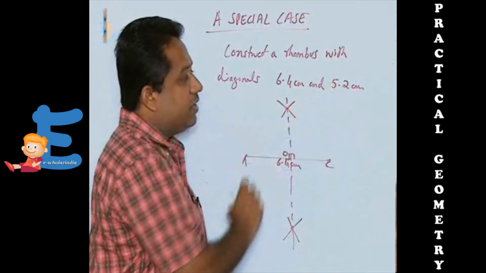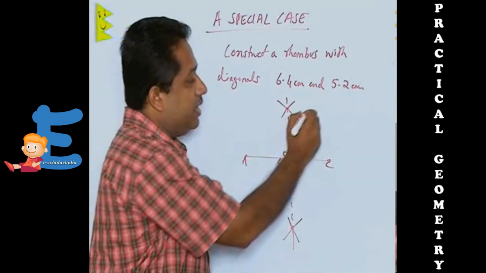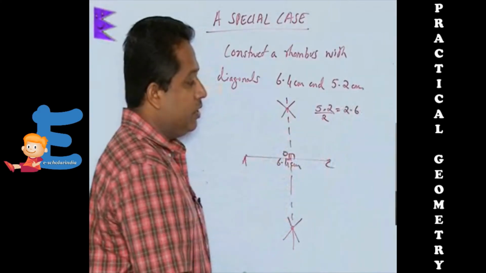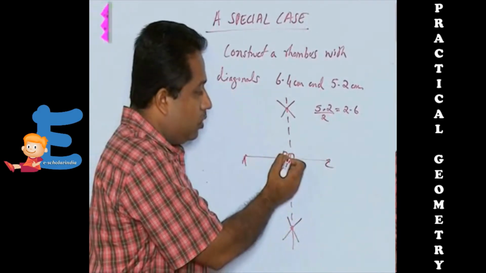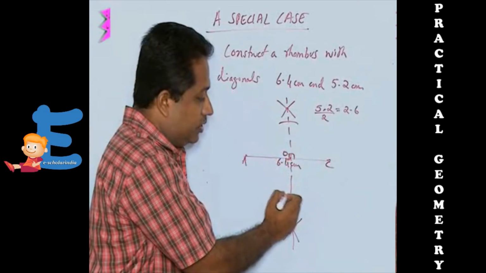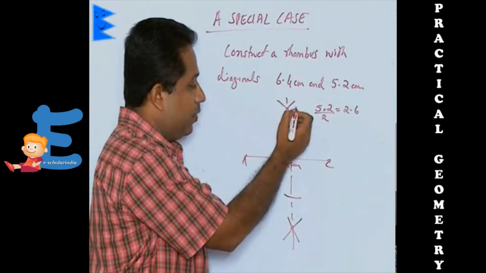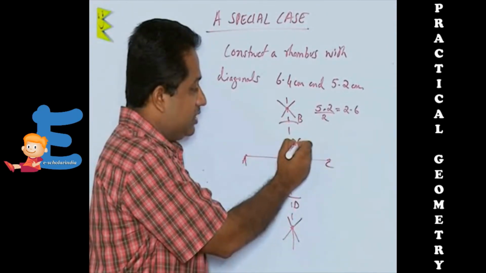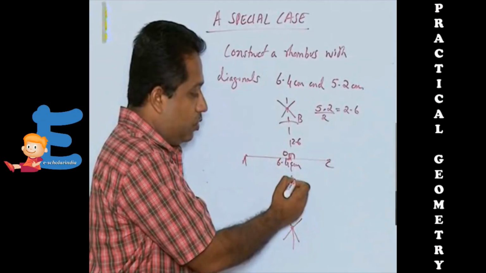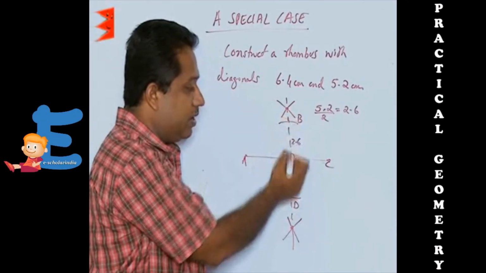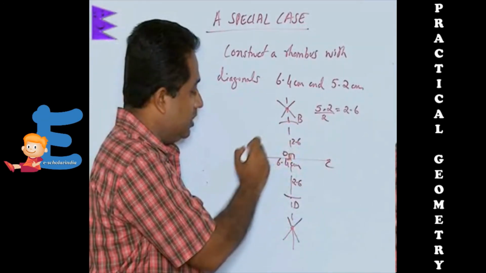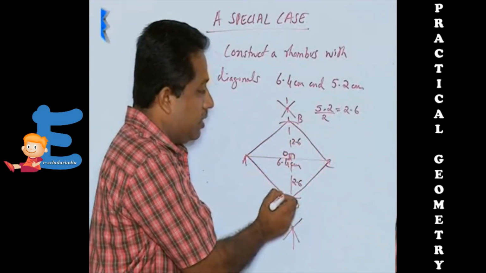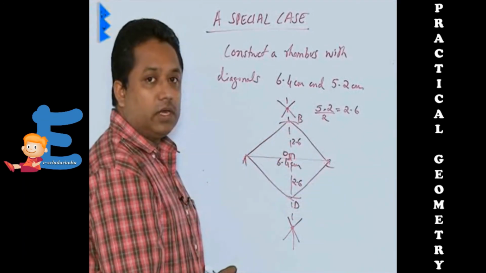The other diagonal given is 5.2. So what has to be done is, we will divide 5.2 by 2, that will come out to be 2.6. So taking a radius of 2.6 from O, cut 2.6 here and cut 2.6 below. We get one point here, let us name this as B, and another point here, let us name this as D. 2.6 from O to B, 2.6 from O to D. Therefore, the total length from B to D will become 5.2, 2.6 plus 2.6. We are going to join A to B, B to C, C to D, and D to A, and therefore we can say that ABCD is the required rhombus.